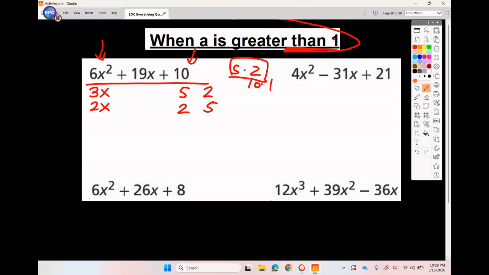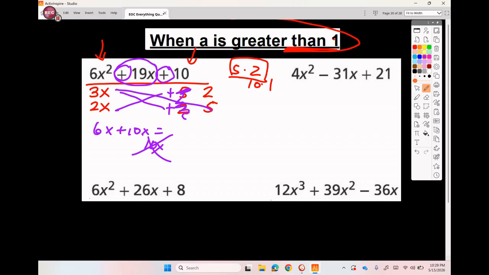So now let's do the signs. If the last number is positive, the signs are the same as the middle, so we know these two are positive. Now, cross multiply and see if you get positive 19. If you cross multiply here, you get 6x plus 10x, which gives you 16x. That does not match our middle number, so that means it's 2 on top, 5 on the bottom. 3 times 5 is 15. 2 times 2 is 4. That definitely gives you 19x.